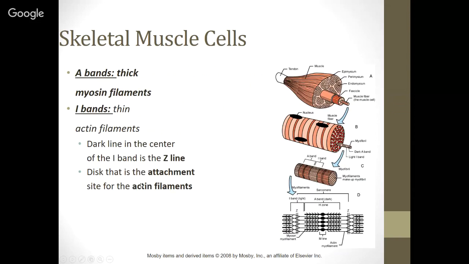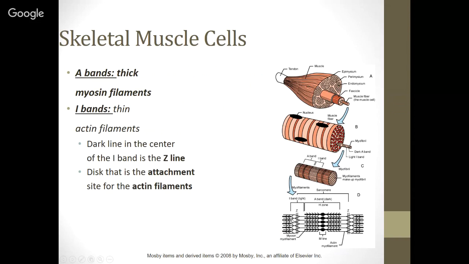It happens at a very microscopic level, but it affects the whole muscle when it is done in conjunction with each other. So within that skeletal muscle cell, we have A bands. These A bands are thick myosin filaments. The I bands are thin actin filaments. There's a dark line in the center of the I band, which is called the Z line. So here's the Z line in the center of the I band. The I band are those thin actin filaments. There's a disc that is the attachment site for those actin filaments.